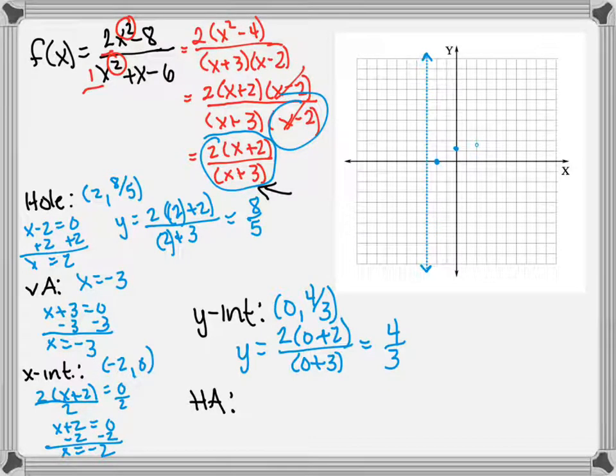Let's find our horizontal asymptote by looking at the degrees of our numerator and denominator. The degree of the numerator was 2, the degree of the denominator was 2. So the ratio of leading coefficients will be y equals 2 over 1, which is y equals 2. That's where I can draw my horizontal asymptote.